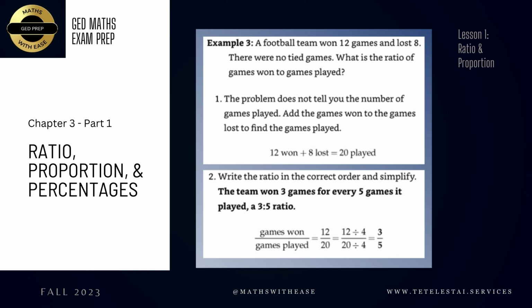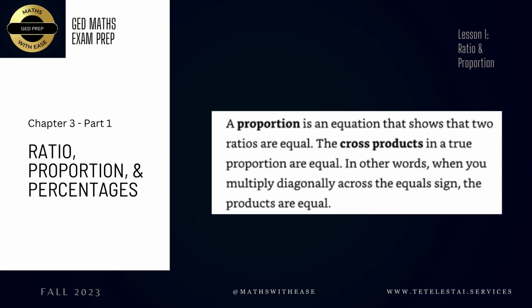All right, so on to proportions then. A proportion is essentially an equation that shows that 2 ratios are equal. The cross products of 2 proportional ratios will be equal. In other words, when you multiply diagonally across the equal sign, the products will be equal, and we'll see examples of that as the lesson progresses.